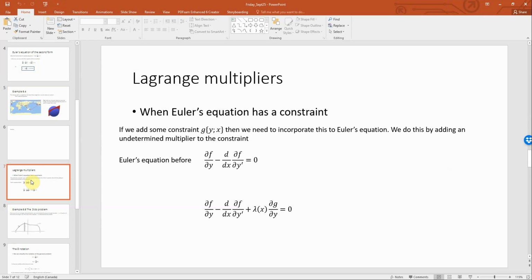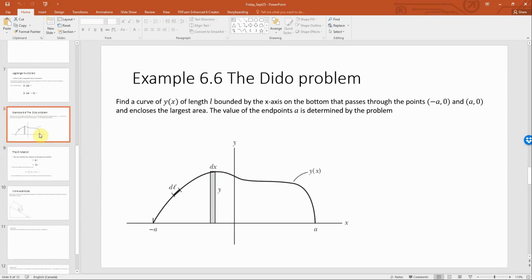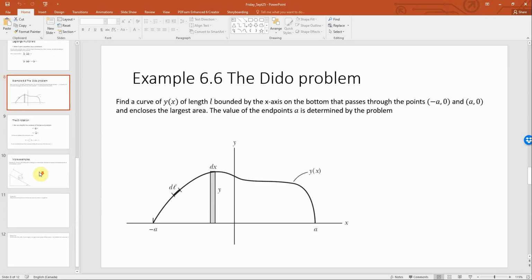All you have to do now is recognize that you're adding in this constraint, which is going to be dependent on y, so we'll have ∂g/∂y, but we multiply it by this unknown multiplier, this Lagrange multiplier. Then we set that equal to 0 and solve that equation, and that is what we need to do. In class, we will be going through several examples of this, starting with this Dido problem, and then more examples to finish up this lecture, and that will be it for the week.